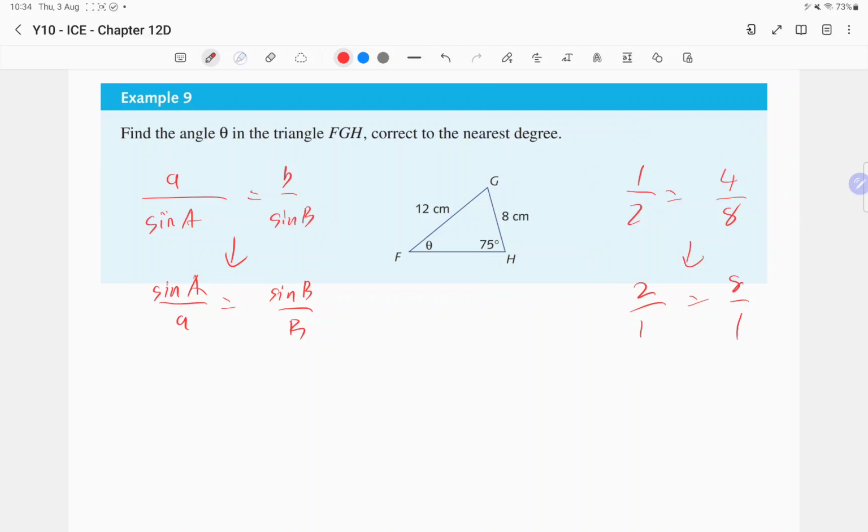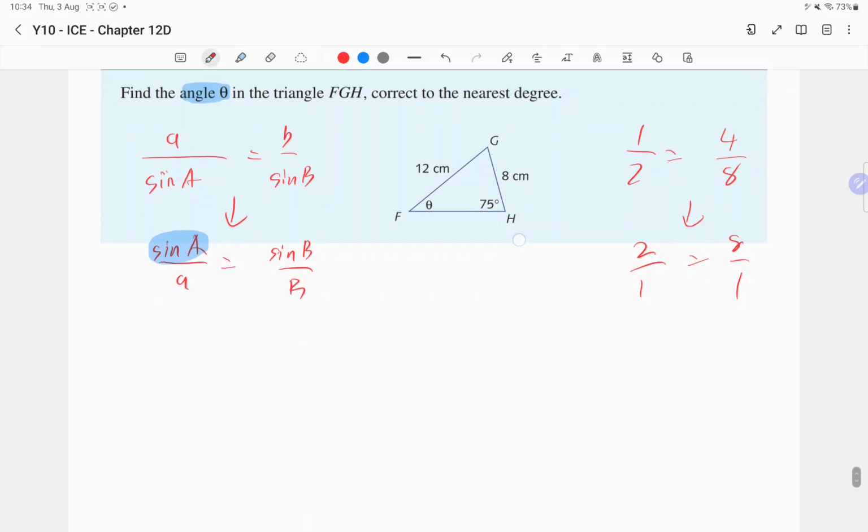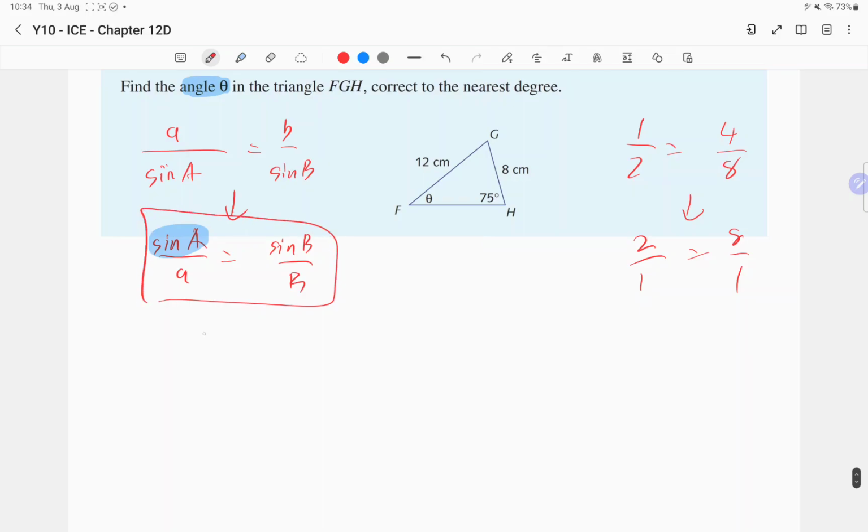So we can flip that, and the idea is that if you're finding an angle, you want to use the version where the angles are on top. You'll see why in a second. So we'll use this version of the sine rule. Sine of theta over the opposite side, which is 8, would be sine of 75 degrees over the opposite side 12.